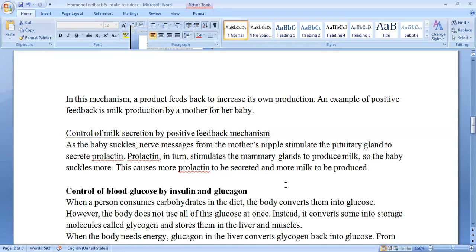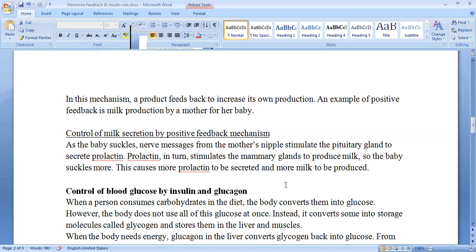Now, this is important for us, isn't it? Because if this mechanism had to work by negative feedback, then imagine what will happen. More milk will be produced, then the baby will drink the milk, and then after that the milk production will stop. That is going to be damaging, isn't it? Because we want the milk to be available at all times for the baby to get nutrition. So this is a positive feedback mechanism, which is very useful for us.